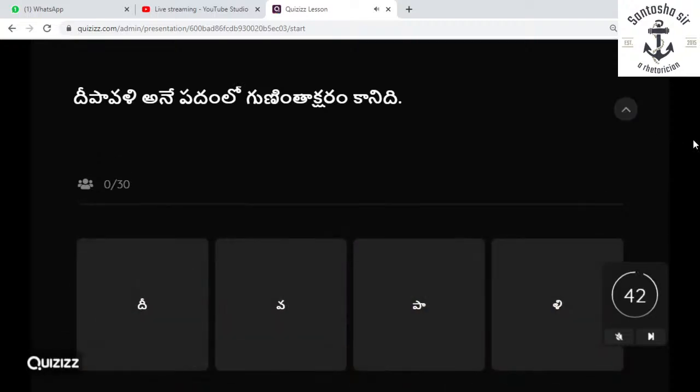Which of the following is not a gunintakshara in the word Deepavali? Which of the following is not a gunintakshara in the word Deepavali? 25 seconds more to pick the right choice for this question.